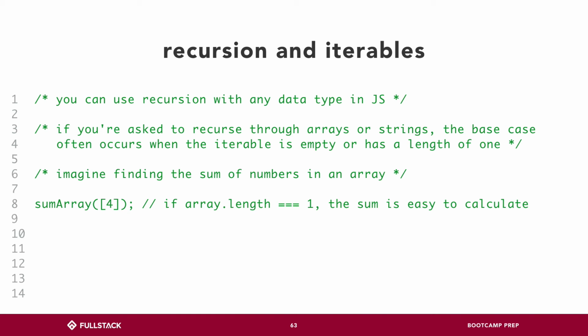You don't have to do any addition. You say, by definition, with array length 1, my sum is this number. You can also say, if the array length is 0, my sum is 0. So that's two ways to define the base case.